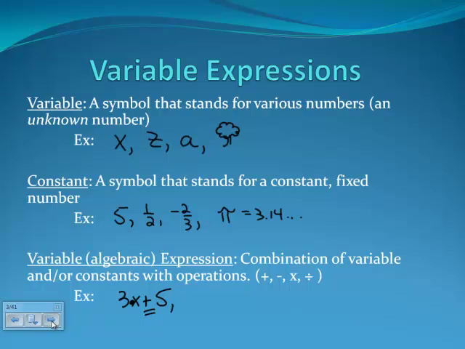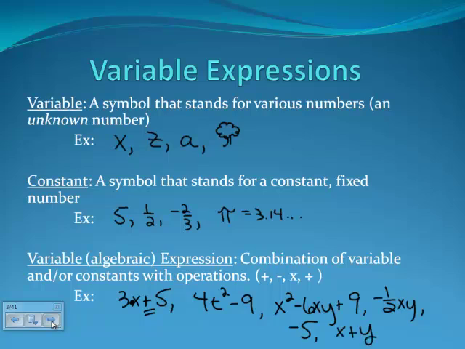So other examples might be 4t squared minus 9. Again, notice no equal sign. There's a combination of constants and variables there as well. x squared minus 6xy plus 9. That would be an expression, again, no equal sign. Negative 1/2 xy. You might have something just like negative 5. Notice that's just a constant. It's not a variable, but it's still an expression. Okay? You might have something like x plus y. Now there are no constants. Those are just variables separated by addition.